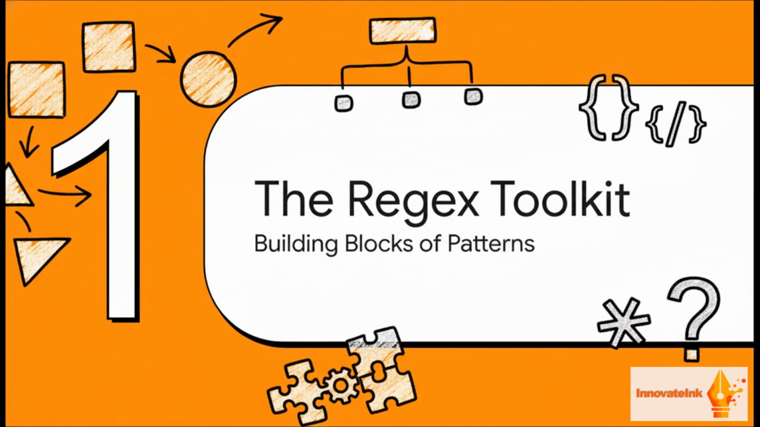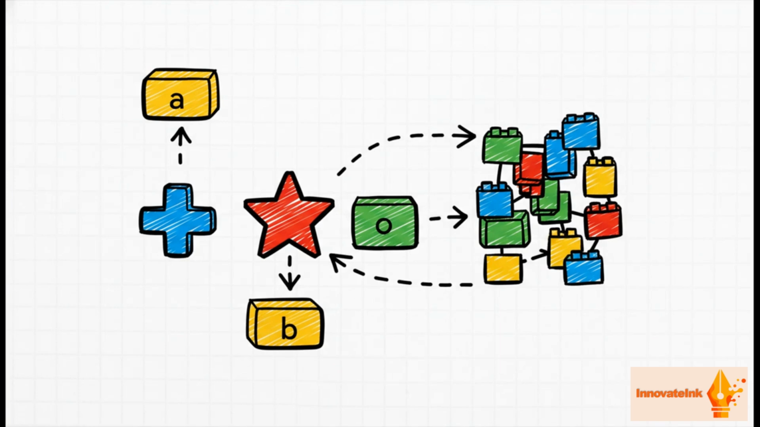Okay, so how do we actually build one of these patterns? Let's open up the toolkit and see what we're working with. You know, it's actually way simpler than you might think. All the incredible complexity you see in regular expressions boils down to combining basic characters with just 3 fundamental operators. Seriously, that's it. Think of them like Lego blocks. Each one is super simple, but you can build almost anything with them.